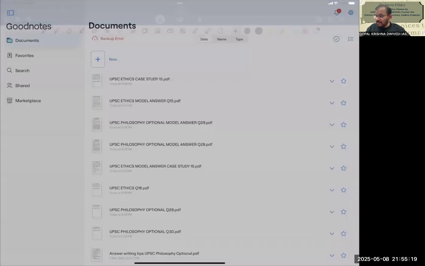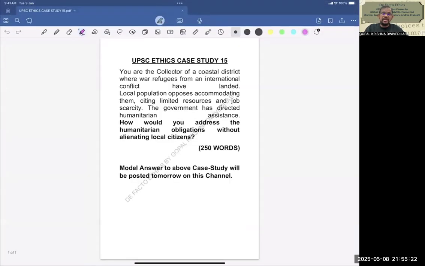Now, today we'll give one case study, which we will answer tomorrow by giving the model answer. I will just read it. You are the collector of a coastal district where war refugees from an international conflict have landed. The local population opposes accommodating them, citing limited resources and job scarcity. The government has directed humanitarian assistance. How would you address the humanitarian obligations without alienating local citizens? This needs to be answered in 250 words, which we will do tomorrow.